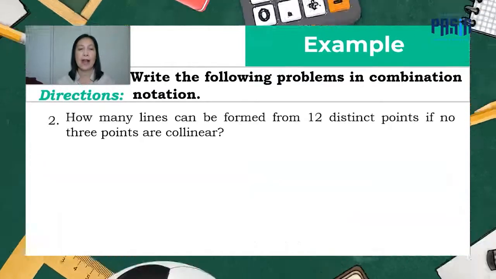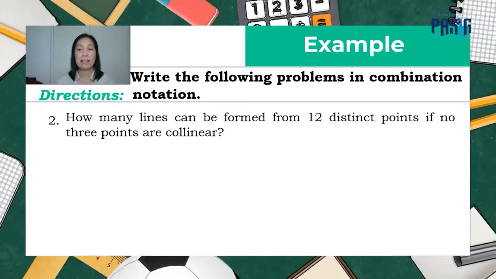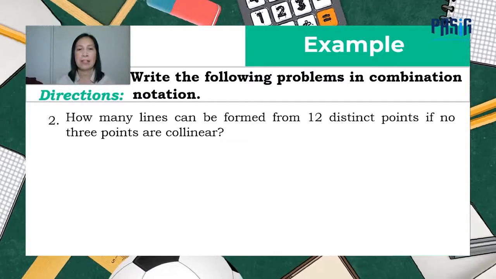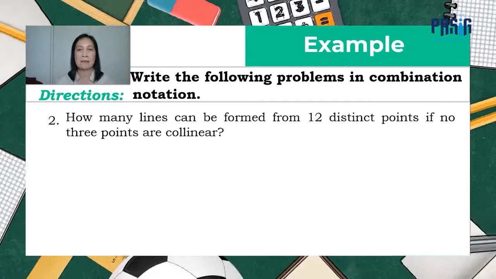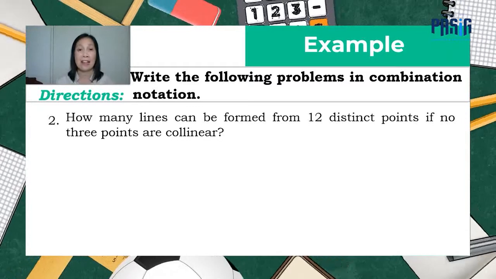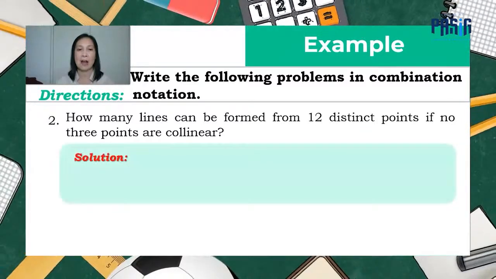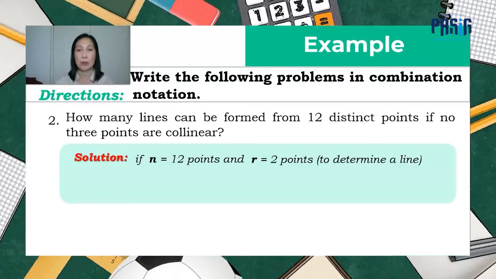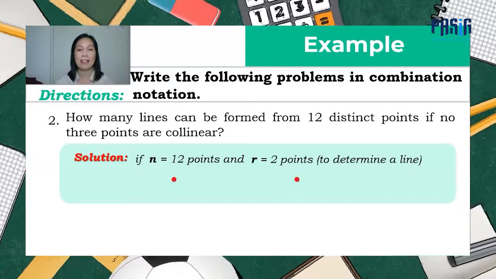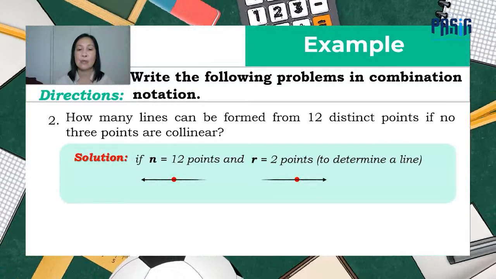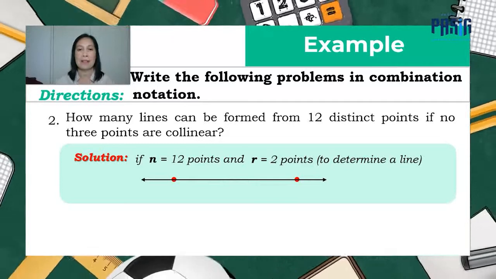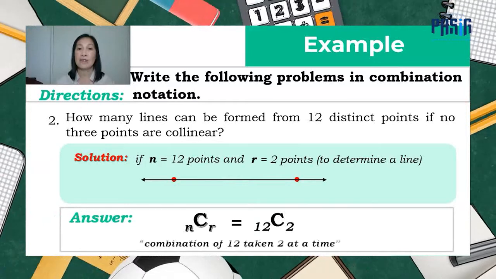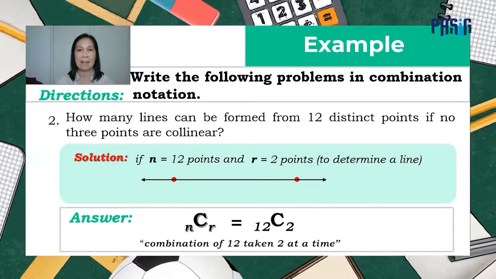Number 2. How many lines can be formed from 12 distinct points if no 3 points are collinear? What do we mean by no 3 points are collinear? Okay, it means that there are no 3 points that lie on the same line. Now, our n here are the 12 distinct points and r is equal to 2. Why 2? Because we need at least 2 points to form a line. So, writing this in combination notation, we have the combination of 12 taken 2 at a time.